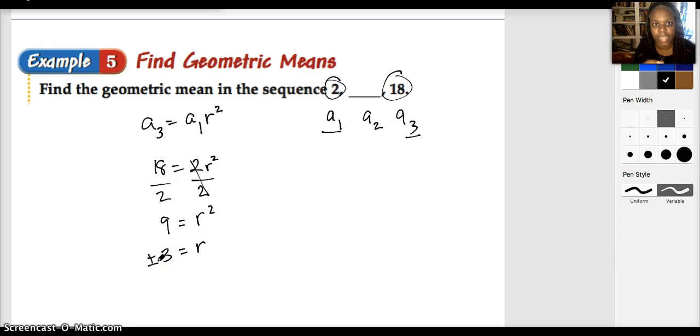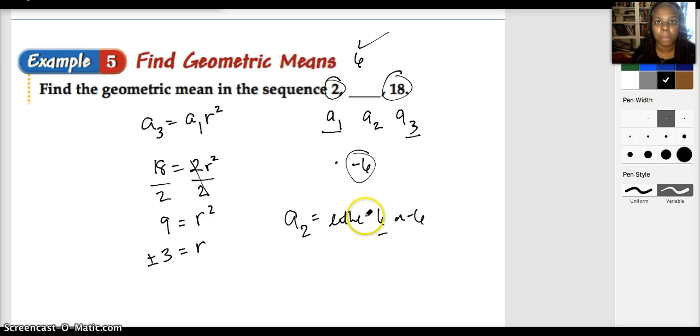I was going to get rid of the negative and say it can't be negative. But let's see, 2 times positive 3 is going to give me 6, and then 6 times that positive 3 gives me 18. That works. 2 times a negative 3 gives me negative 6, and negative 6 times a negative 3 gives me 18. Actually, both of these work. So I'm going to say that a sub 2 can be either 6 or -6. I think the text just wanted us to go with 6, but I think we want to talk about both of them. If you were to put both answers down, that would be most correct.